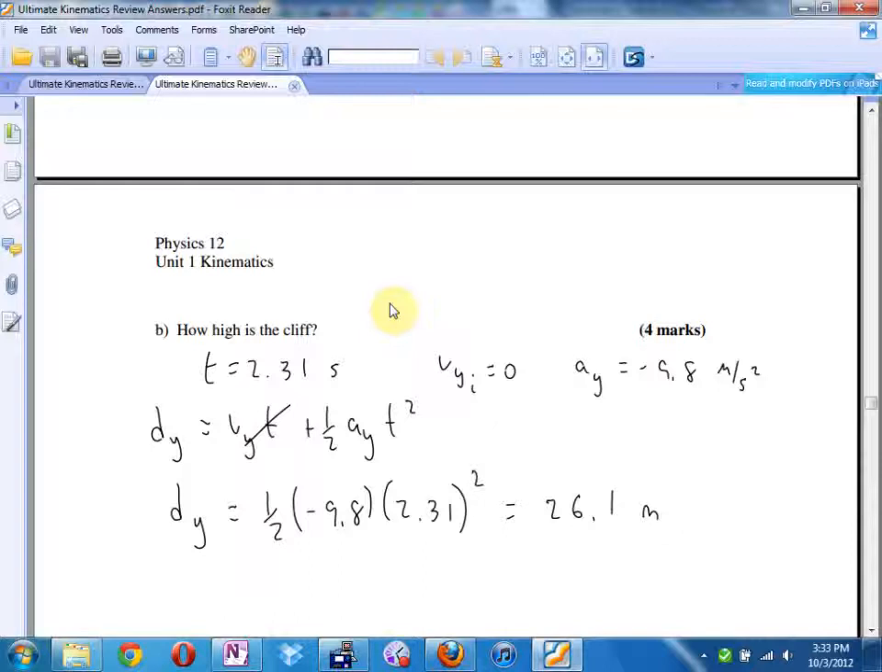Now, what made this question a little easier? The fact that they gave you a horizontal displacement. If they gave you time, that really makes it easy. But using dx to find time, sure, that's fair game. Is that all right? Next!